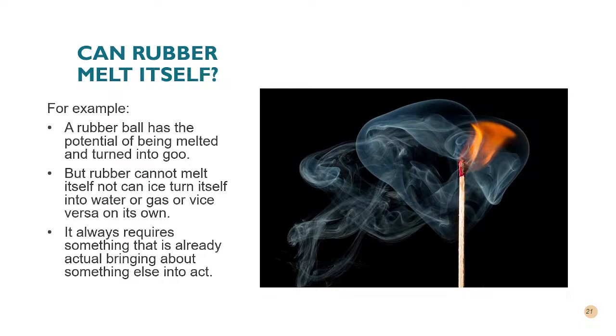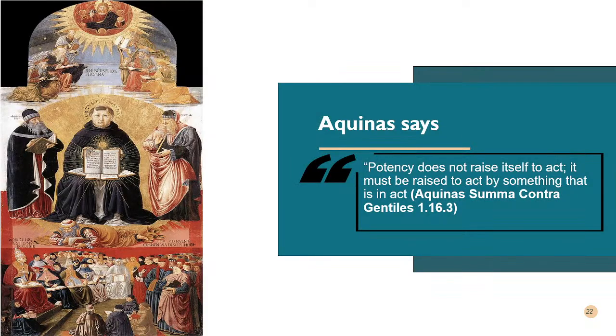This is what we just saw. A rubber ball has the potential of being melted and turned into goo, but rubber cannot melt itself, nor can ice turn itself into water on its own. There is, whether we see the agent or not, always something else that is already in act, bringing about something else to be in act. This is what Aquinas says.